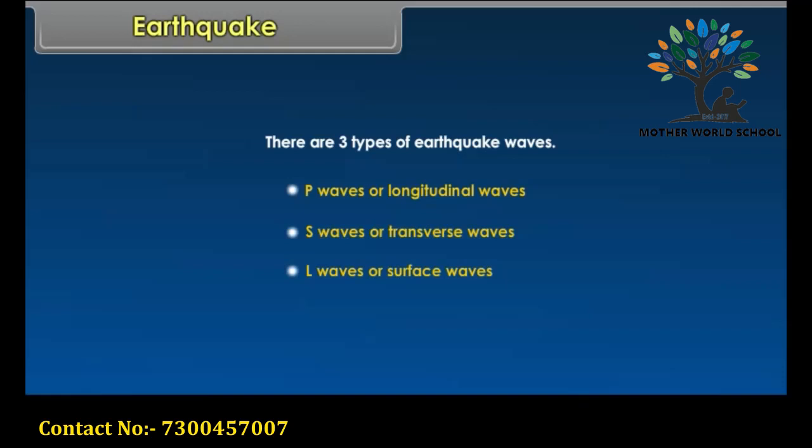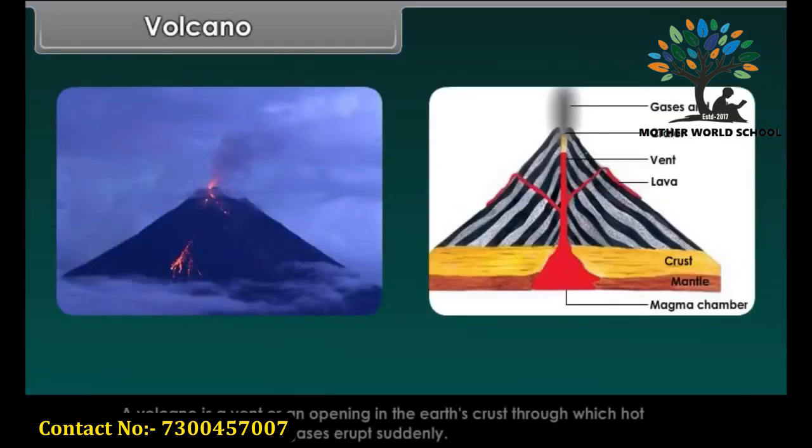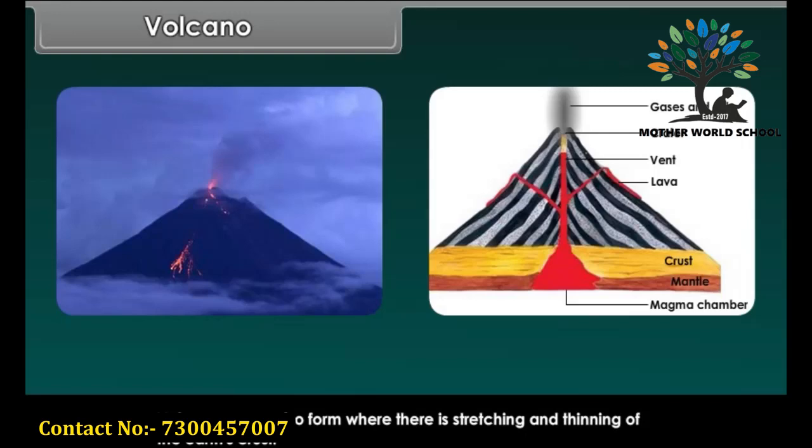Volcano. A volcano is a vent or an opening in the earth's crust through which hot molten rock, ash and gases erupt suddenly. Volcanoes can also form where there is stretching and thinning of the earth's crust.